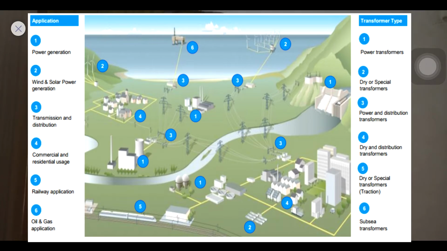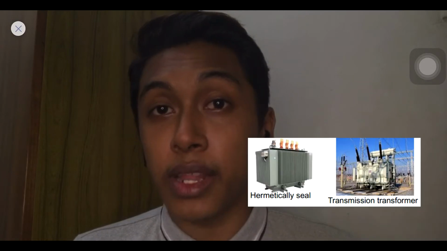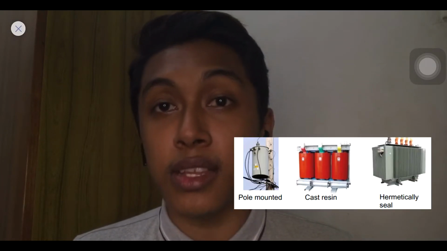In this figure there are also transformer types. One is power transformers, second is dry or special transformers, third is power and distribution transformers, fourth is dry and distribution transformers, and fifth is dry or special traction transformers. Sixth is subsea transformers. There are also six transformer application areas: first railway, second oil and gas, third industry, fourth generation plant, fifth transmission, and sixth distribution.